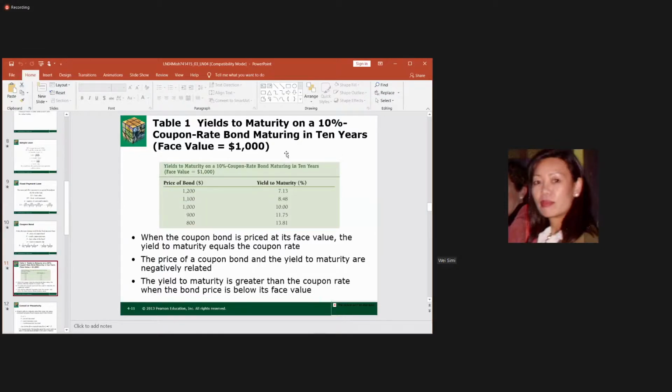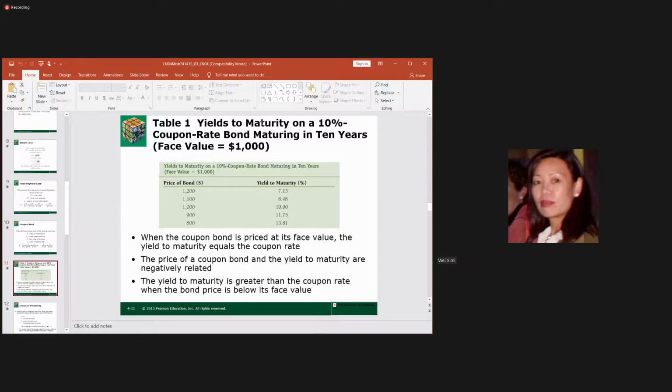Okay, let's see this one. So, yield to maturity on a 10% coupon rate. Remember this character, just a 10% coupon Treasury bond, and that's this bond's character, just like how tall you are, and this is how big the coupon is. Okay, that's it. You're stuck forever with this bond, so it never changes. But interest rates change all the time. But the bond coupon, once they issue it, stays there.